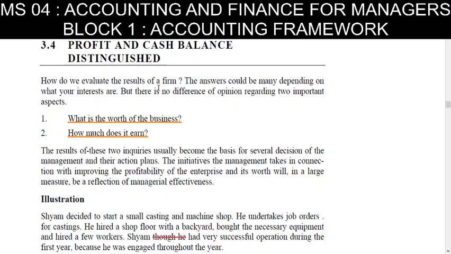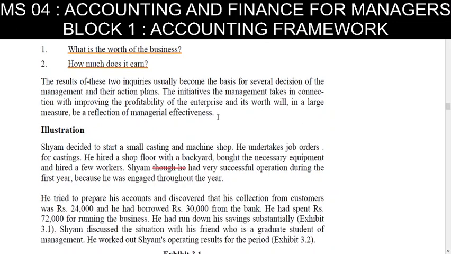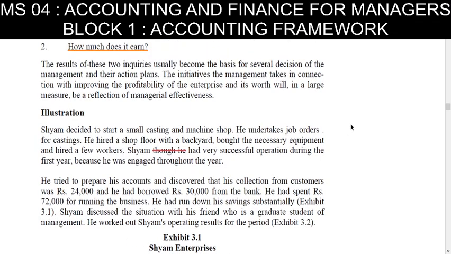How do we evaluate the results of a firm? There are many ways to evaluate, but the most common ways are looking at the worth of the business and how much it is earning. These two aspects give us how profitable the firm is. Now we will illustrate this through an example.